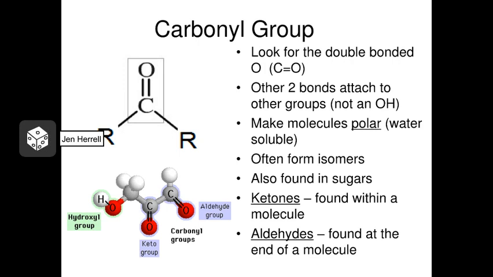Next, we have the carbonyl group, also known as the carbonyl group. I've heard it pronounced both ways. The key feature of a carbonyl group is a carbon with a double bond to an oxygen. Now, carbon can make 4 bonds, so 2 of the bonds go to the oxygen, and the other 2 go to 2 other things. And these can be any 2 other things.